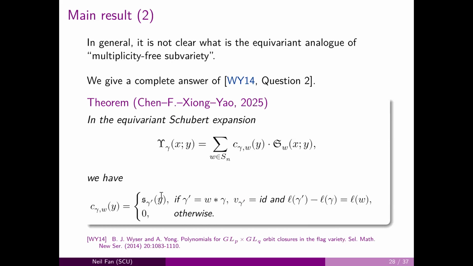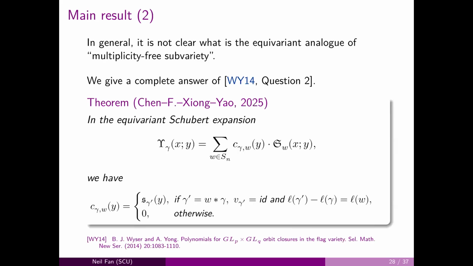So what's the Klein polynomial? It's indexed by gamma prime. Gamma prime equals w times gamma, and v gamma prime is the identity, and the length of gamma prime minus the length of gamma equals the length of w.